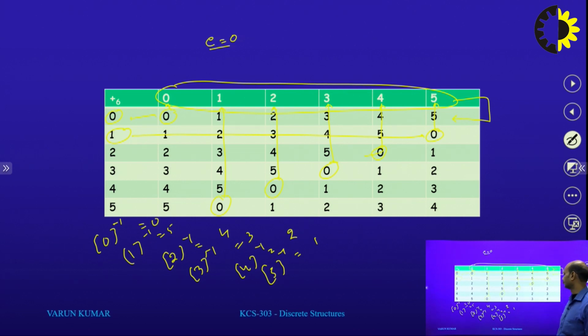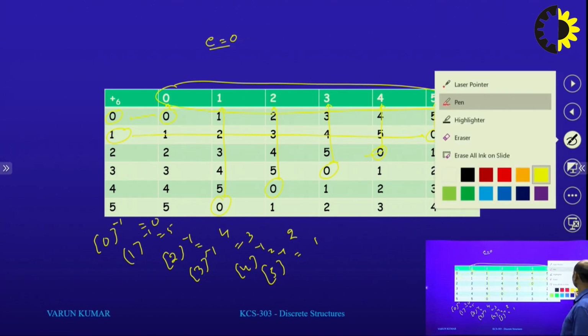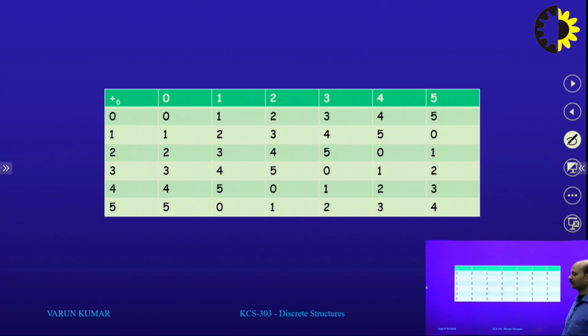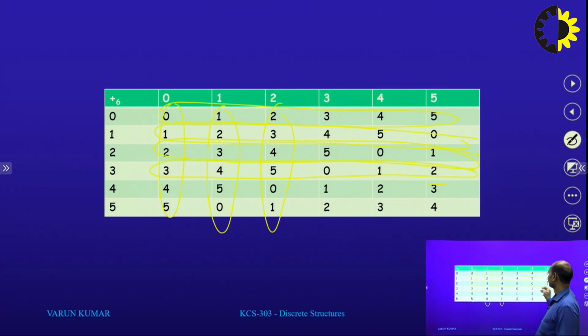Then the last property is the commutative property. For the commutative property, we check that the first row 0, 1, 2, 3, 4 and 5 is equivalent to the first column 0, 1, 2, 3, 4, 5, and we check that 1, 2, 3, 4, 5, 0. Then the second row is equivalent to the second column, third row is equivalent to third column, then fourth row is equivalent to fourth column and so on. So we can say that it follows the commutative law also.